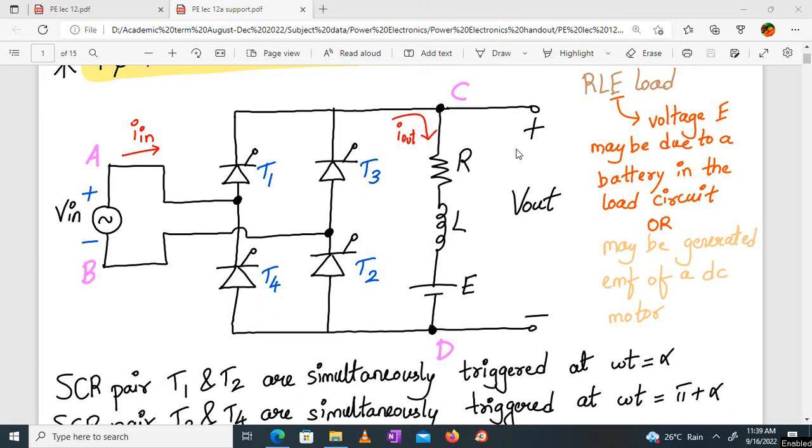Now we are going to analyze this circuit and draw the waveforms for input, gate pulses, input source current, output voltage, and voltage across the SCR. That is what we have been doing so far. We have discussed RL load. The functionality in continuous mode operation is the same as RL load, with no difference in the waveform. Let's see how it is.